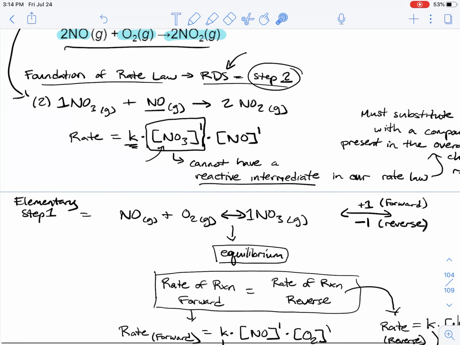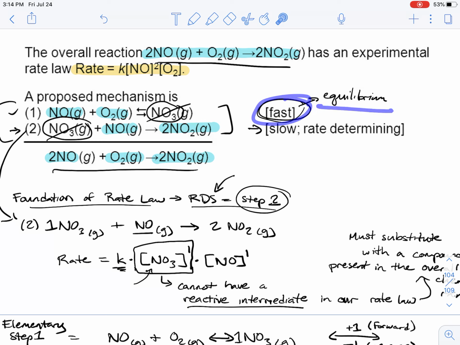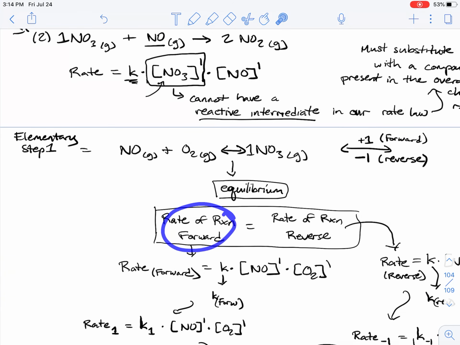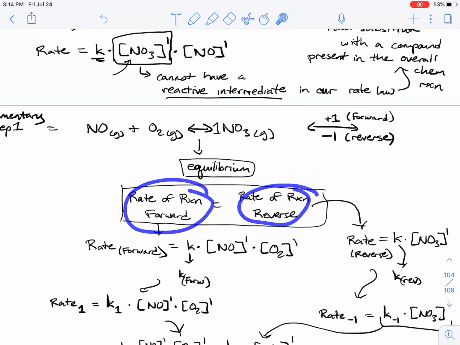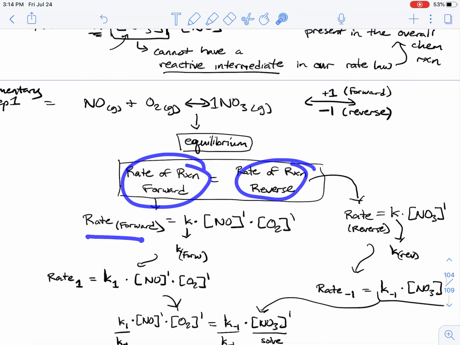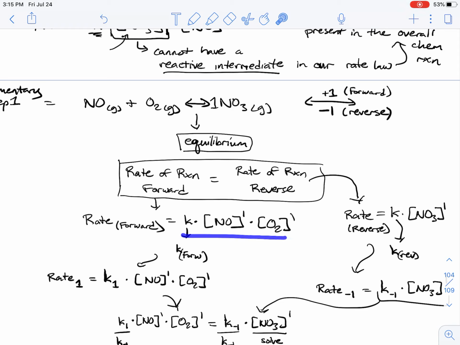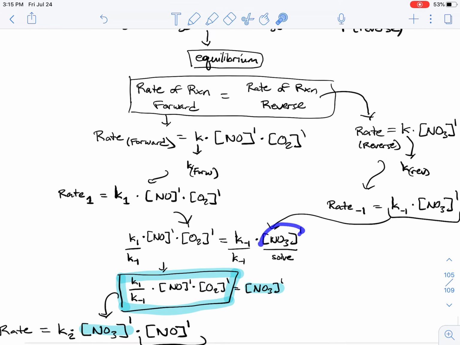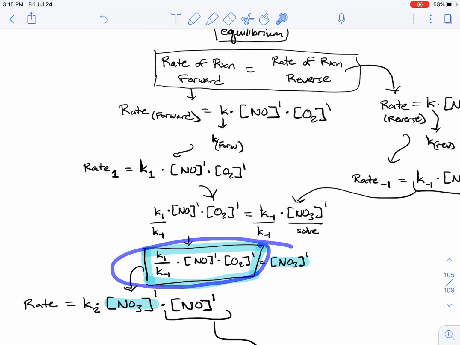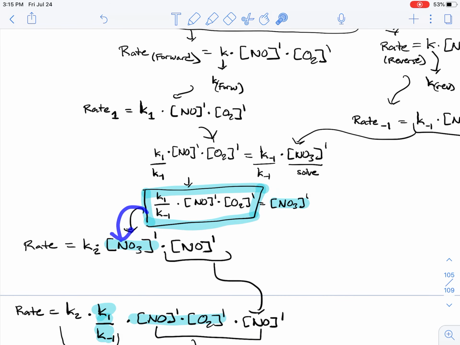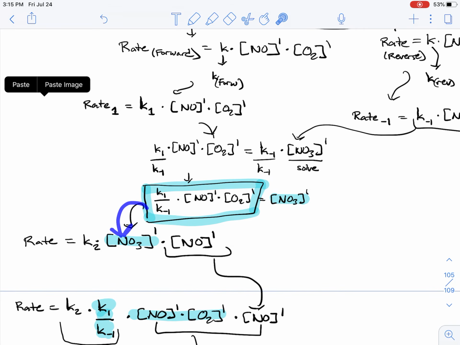And so here, since our fast step reaches equilibrium very quickly, we can say that the rate of the forward reaction is equal to the rate of the reverse reaction. And we can go ahead and expand that by writing the rate law. So the rate of the forward reaction is equal to this, and the rate of the reverse reaction is equal to this. And so you're going to go ahead and put them equal to each other. And then you guys are going to solve for the reactive intermediate. And once you solve for the reactive intermediate, then you can go ahead and plug this into your rate law that was found from the rate determining step.